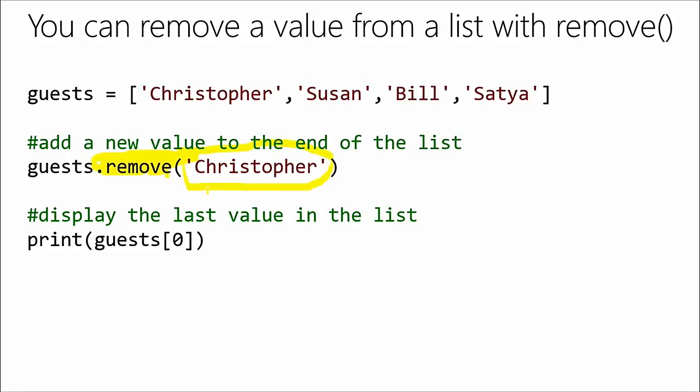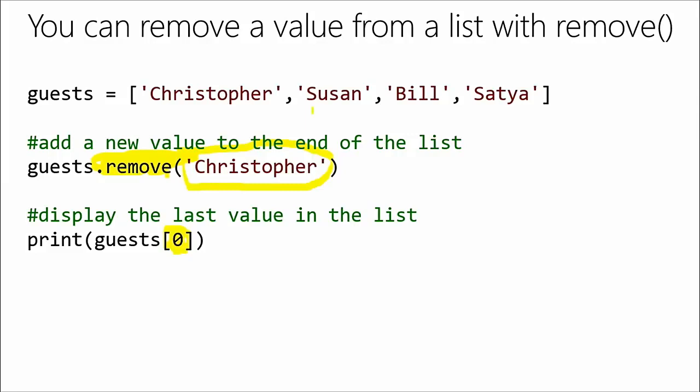So I'm not specifying the index position this time. This time I'm being explicit. I know you were double booked this evening and you won't be able to make it, Christopher, so I'm removing Christopher from the guest list. So now if we ask what's the first value in the list, what value is going to be in position 0? It's going to be Susan because Christopher is removed.